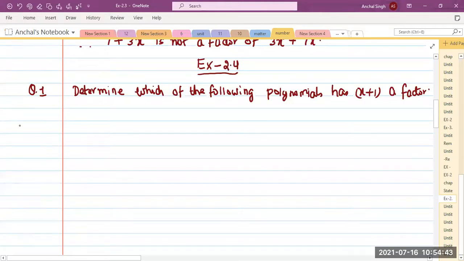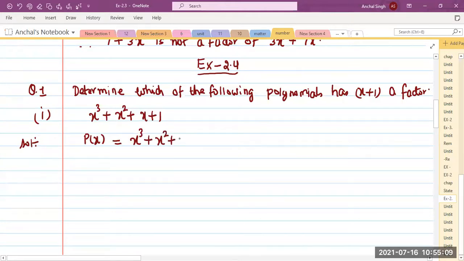Now what is the first dividend over here? The first one is x cube plus x square plus x plus 1. So first I'm writing the solution over here. Now what is the dividend over here? Dividend is px, so px is given as x cube plus x square plus x plus 1. And what is the divisor over here? Divisor is x plus 1. So write gx is equal to x plus 1.